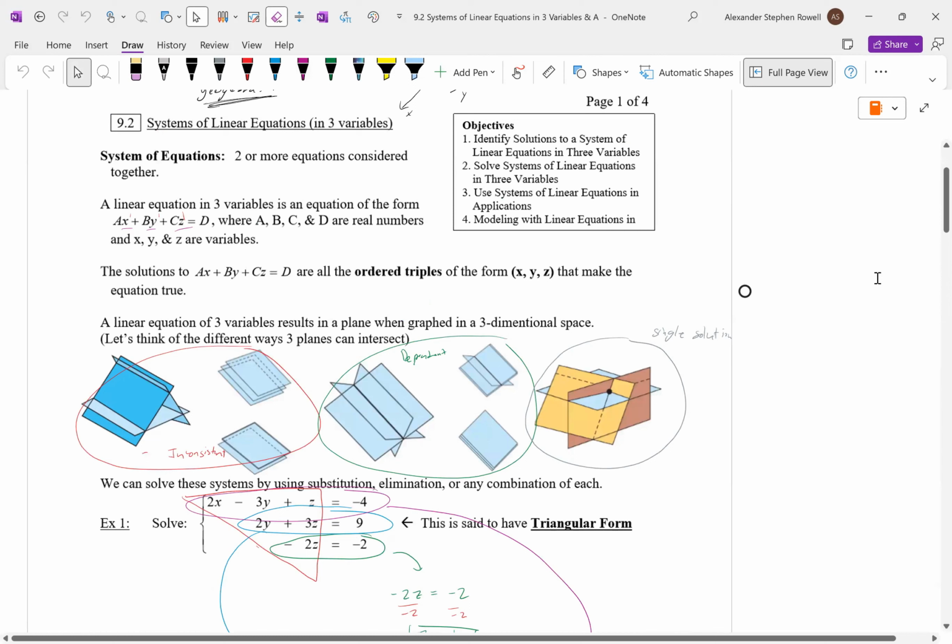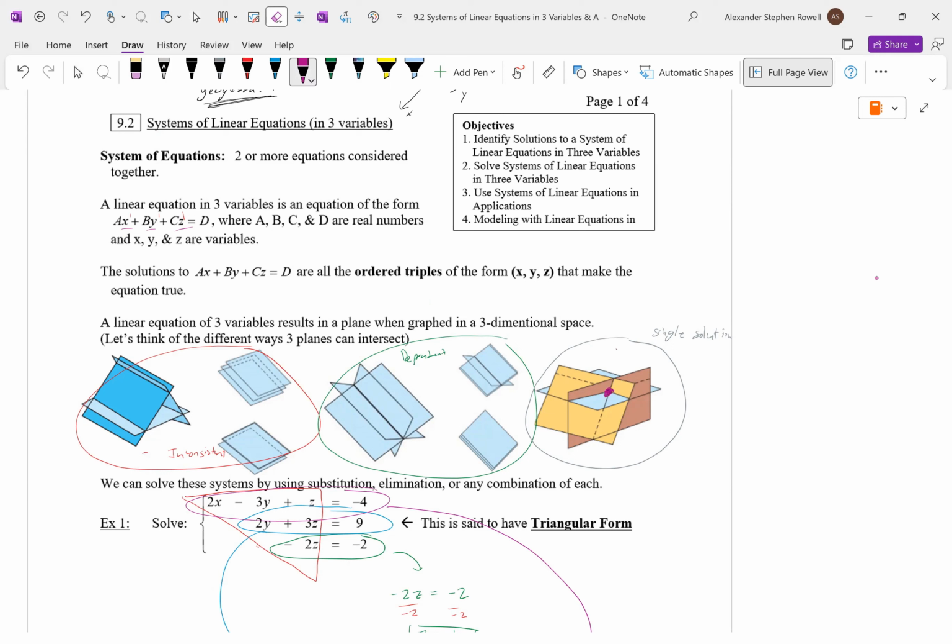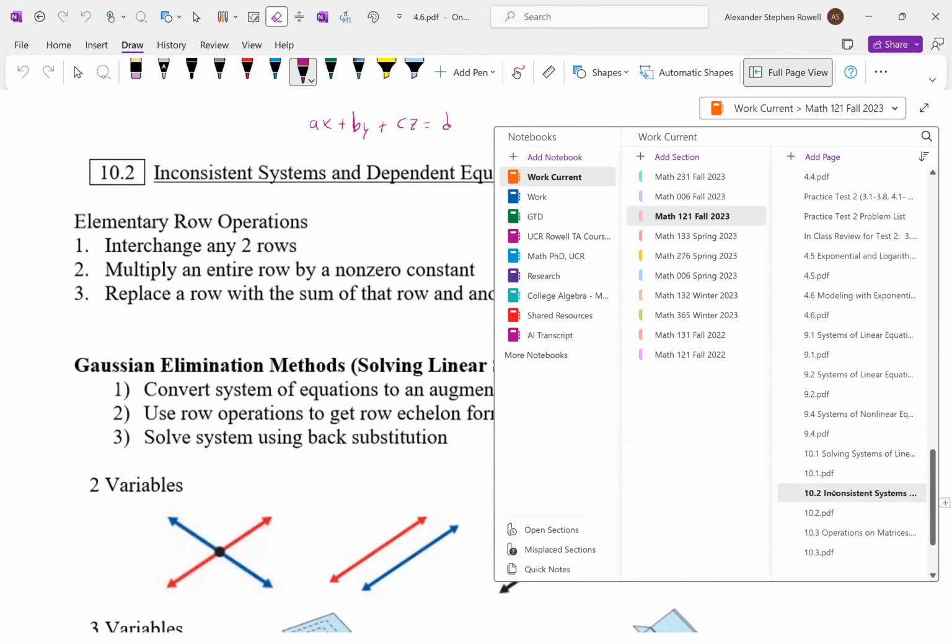So if I have 3 planes, what are all the different ways that they can intersect? A lot of different ways, right? We just looked at the ways where they intersected at one point. That was 10.1. You looked at only this scenario, but there's all these other scenarios we ignored. Let's go back here. 10.2.